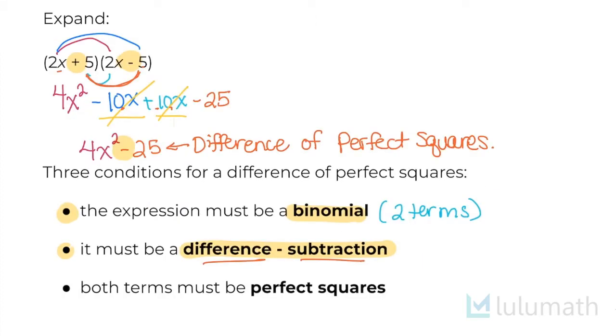The last condition is that both terms have to be perfect squares. So our first term here, this 4x squared, is a perfect square. And the reason why it's a perfect square is because when we multiplied this 2x by this 2x, they were identical. So they will be a perfect square because you're multiplying a term by itself. And our last term is a perfect square as well, because again, when we do our last terms multiplied together, they're identical. So you will end up getting a perfect square.